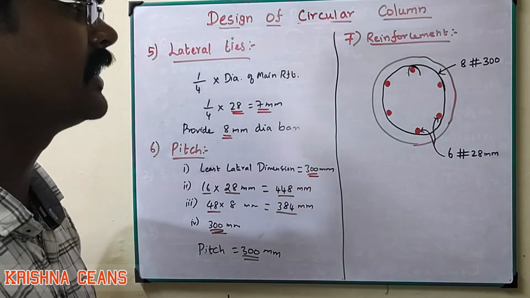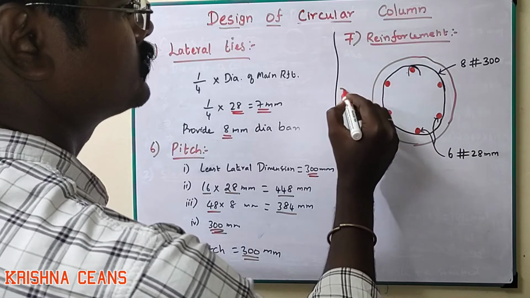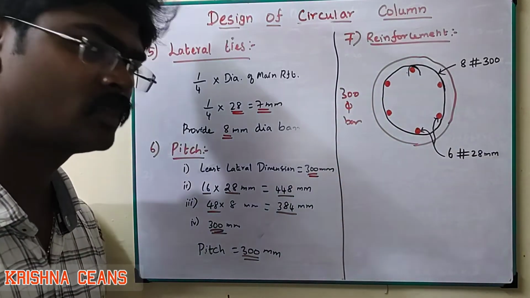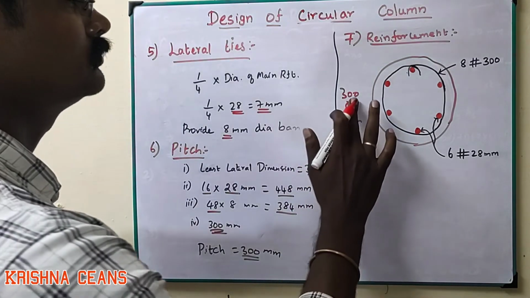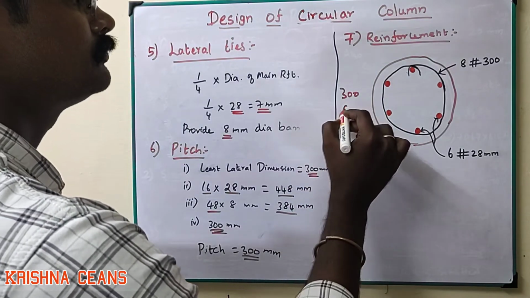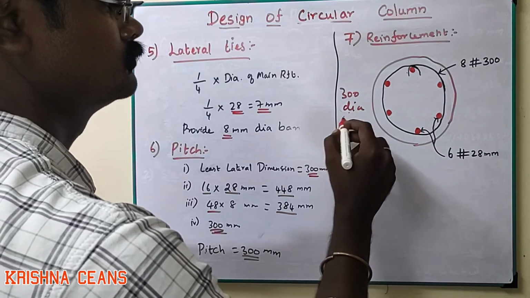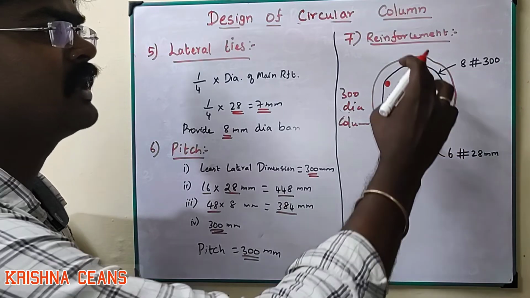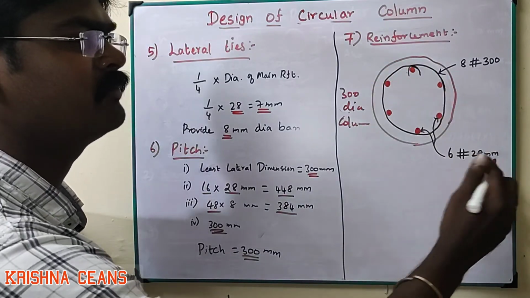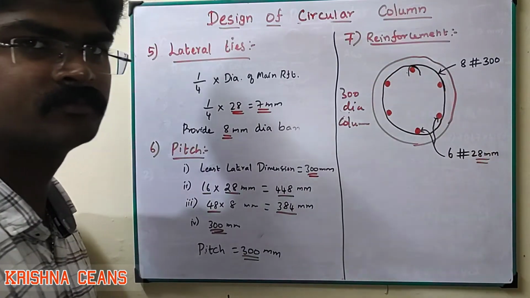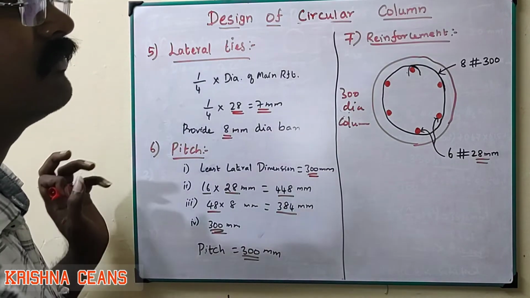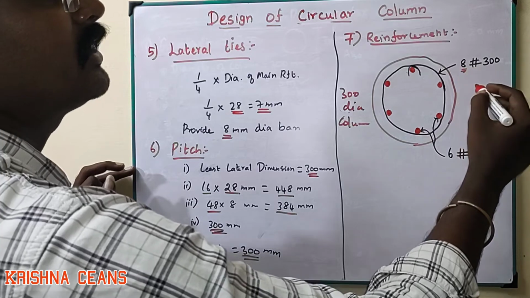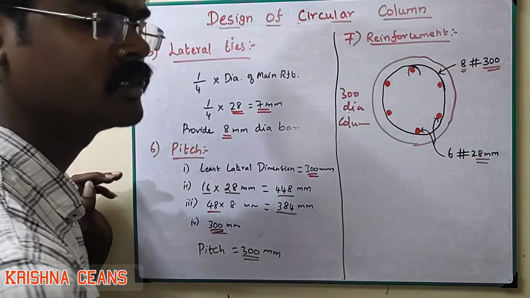So let's see the diagram. This is our 300 mm dia column. We have 6 numbers of 28 mm dia bars provided as the main reinforcement. Then lateral ties we provide are 8 mm dia bars at 300 mm center to center spacing.